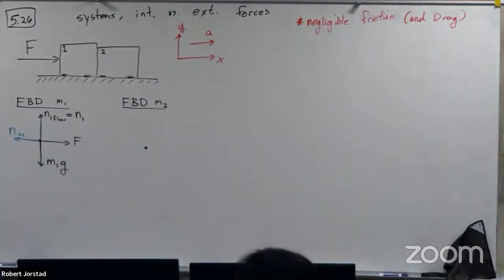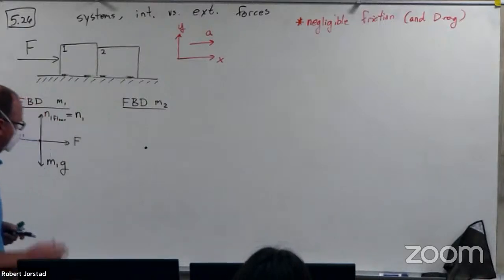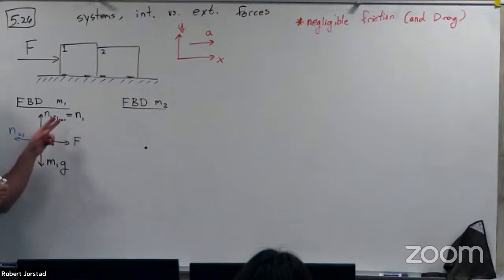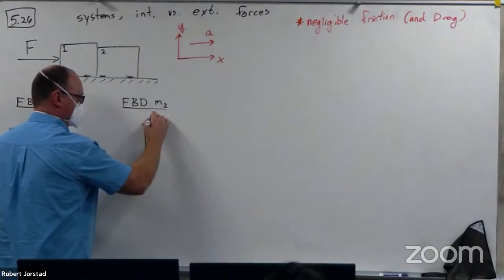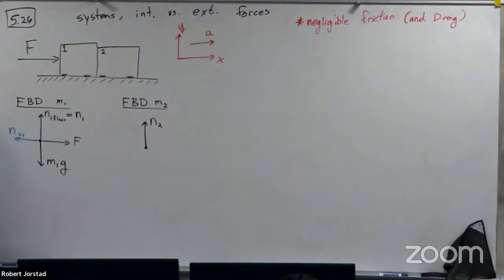What is one force that acts on number 2? Anything. What's that? N1 was the normal force from the floor on 1. Did you mean N12? Oh, okay, yeah, it's mass 2, so that might not be the same normal force. So we're going to call that N2. Okay, I see. Does that make sense?